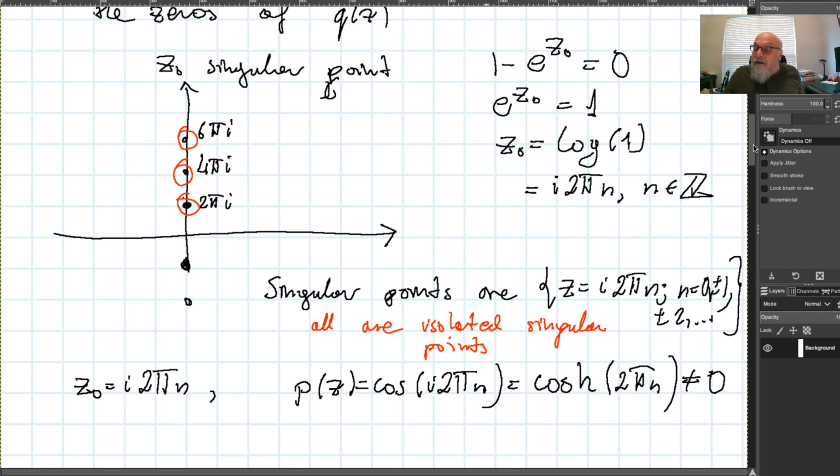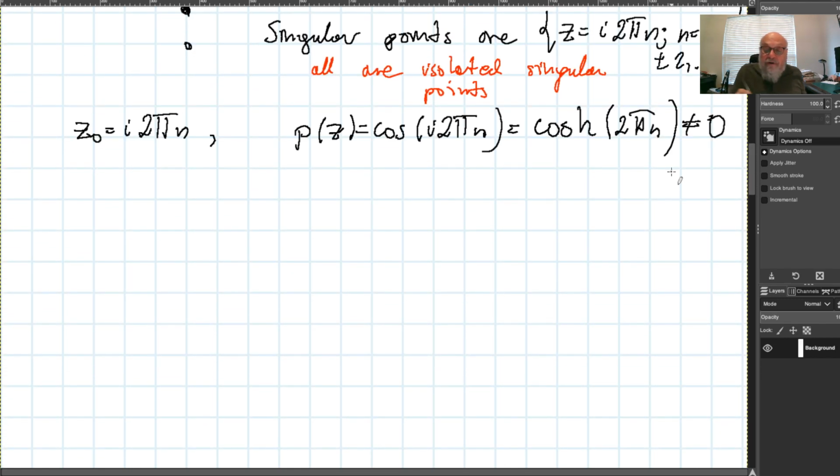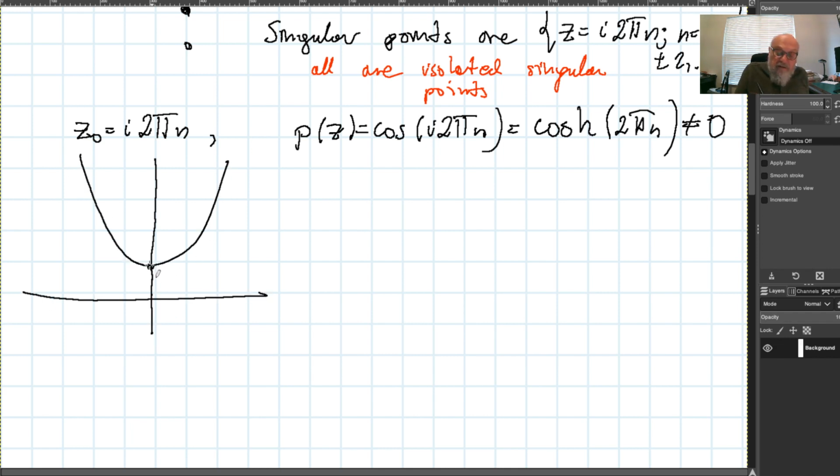Actually, if you remember what the cosine hyperbolic looked like, cosine hyperbolic looks like that. That's a curve. At 0 it is 1, and everywhere else it is larger. So cosine hyperbolic for real values is always positive. So here we have no problem. This function is never 0. And q of z0, this is z0, is of course equal to 0.